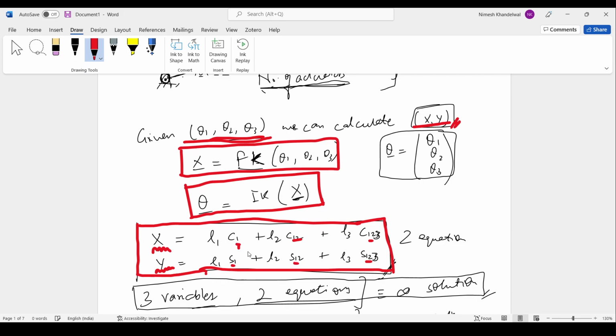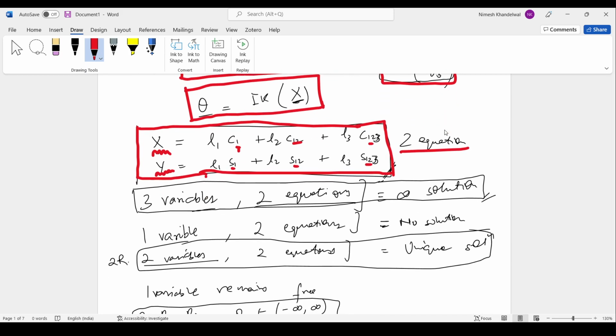If we see this problem from the direction of solving nonlinear equations, there are two equations, and we want to solve for three variables. That is the classic case when there are infinite solutions, when there are more variables than the number of equations that are available.